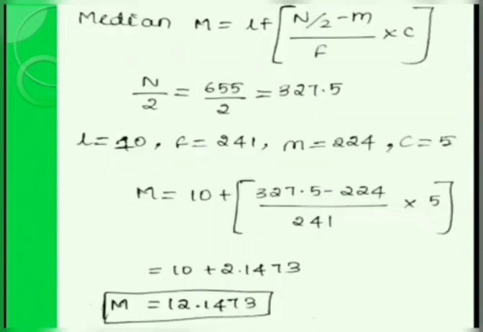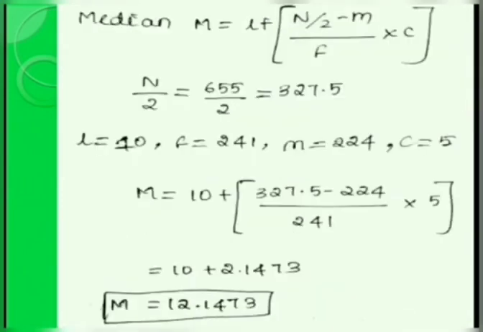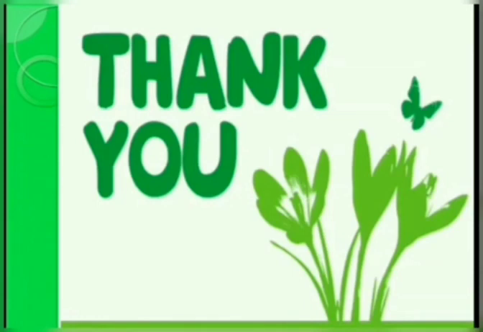And then C, as I already told you, is the class limit, which is the common difference of all the class intervals. Here 0 to 5, 5 to 10, so the common difference is 5. So our class limit is equal to 5. We have to substitute all these terms into the formula. M is equal to 10 plus, because our L is 10, N by 2 is 327.5 minus pre-median class 224, divided by f, 241, into C, which is 5. If we solve this, you will get M equal to 12.1473, which is your median value. Thank you for watching this video.